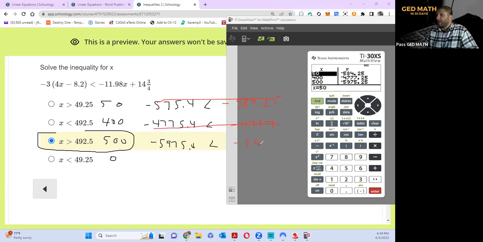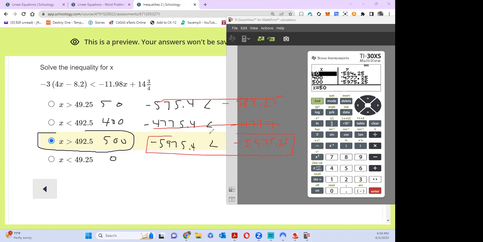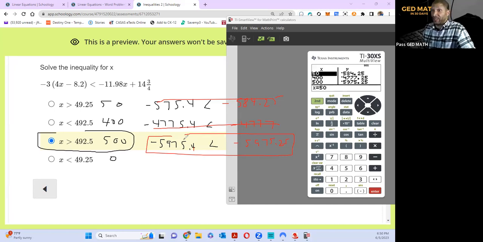Minus 5975.25 is negative 5,975.4 because they both have the same whole number. So I got to look at these decimals. Is that less than negative 0.25? Yes. Remember, the more negative is less than.